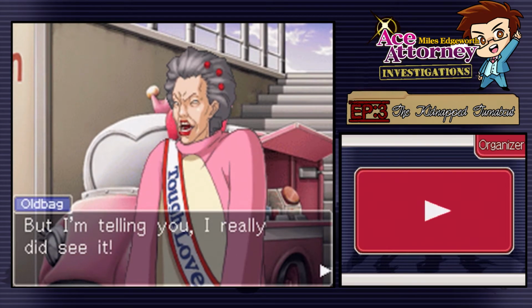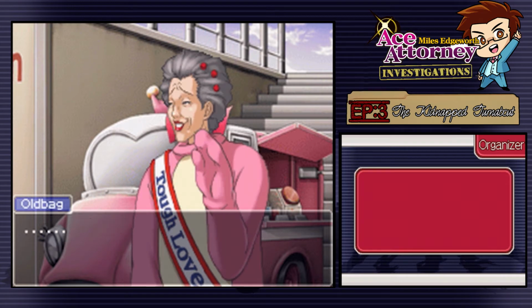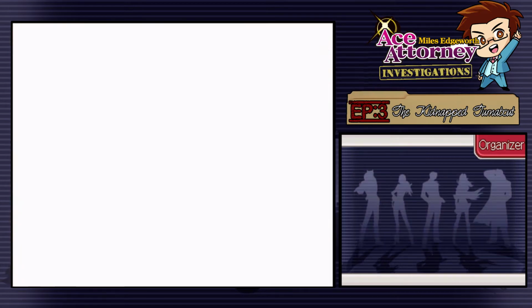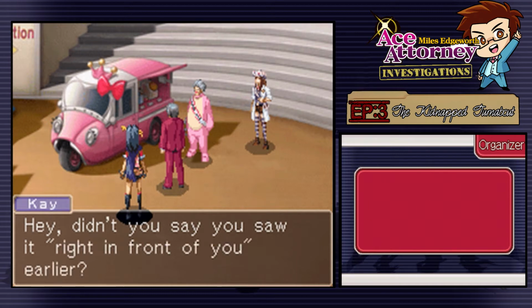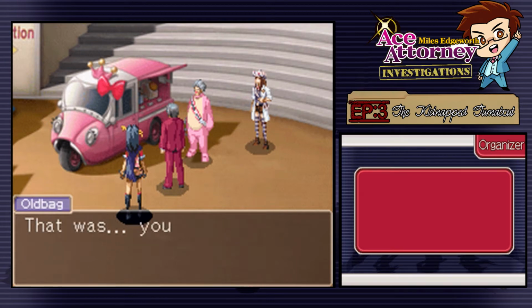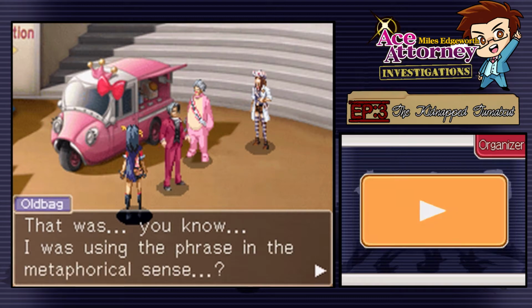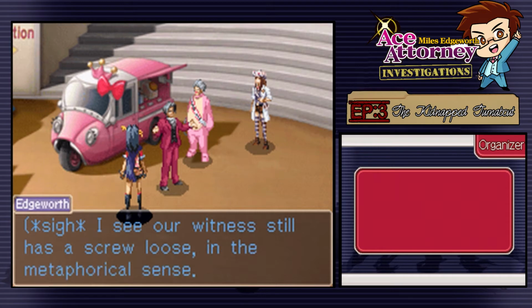But I'm telling you, I really did see it. I saw it with my very own eyes. From a seat in the second tier. Where the hell is that? Didn't you say you saw it right in front of you earlier? That was, you know, I was using the phrase in a metaphorical sense. I see our witness still has a screw loose in the metaphorical sense.